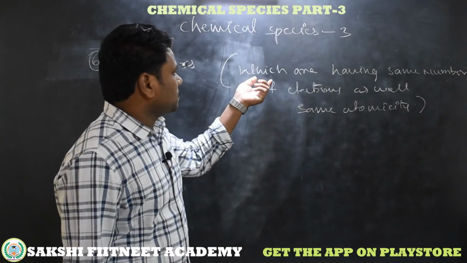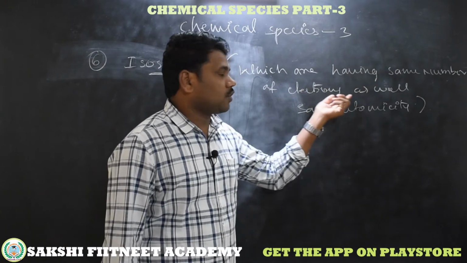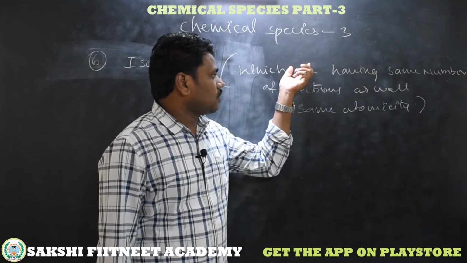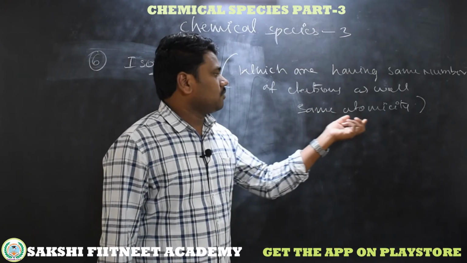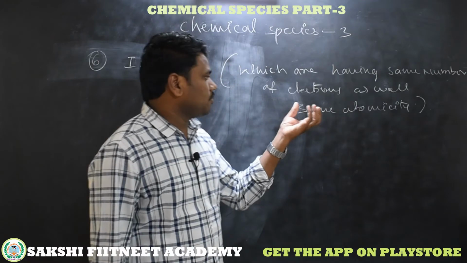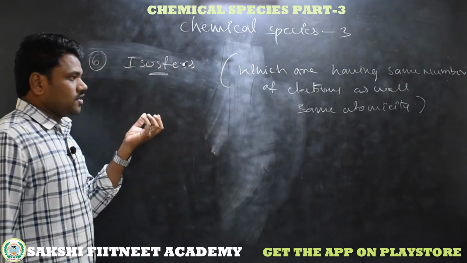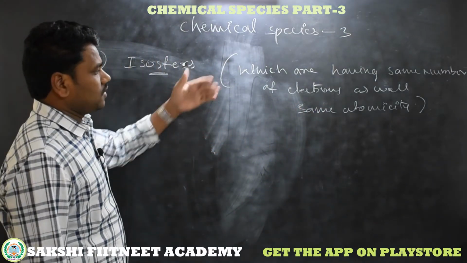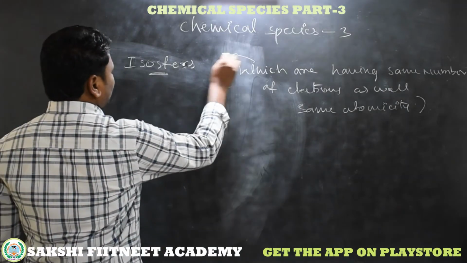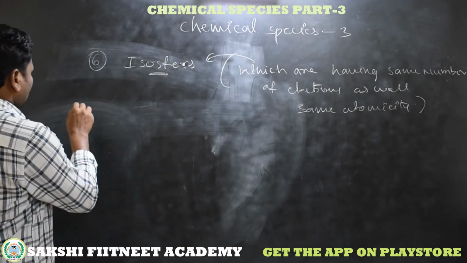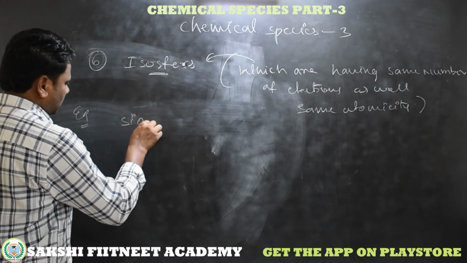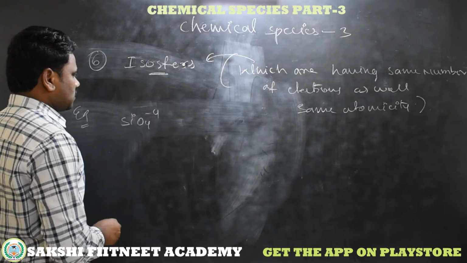The species which have the same number of electrons are isoelectronic as well. Species with the same atomicity, that is, two species which have the same number of atoms as well as the same number of electrons, are classified as isosters. To understand clearly, here I am taking an example: silicon tetroxide, which has a -4 charge.